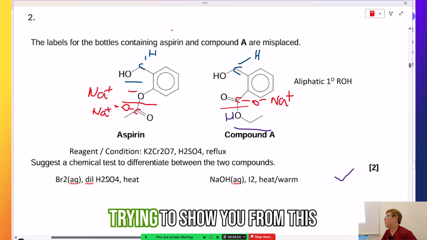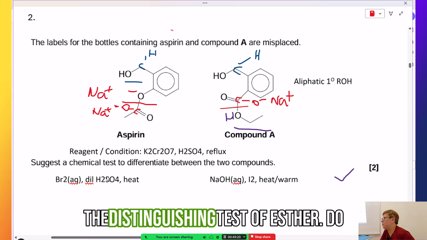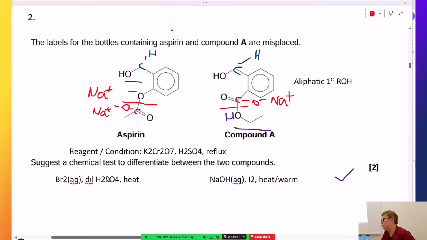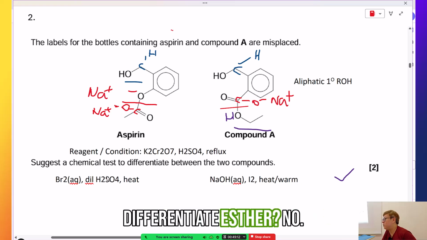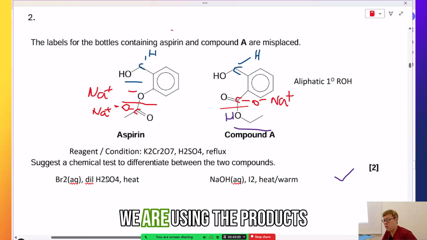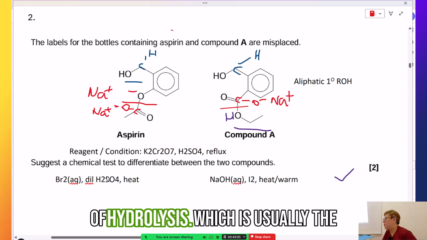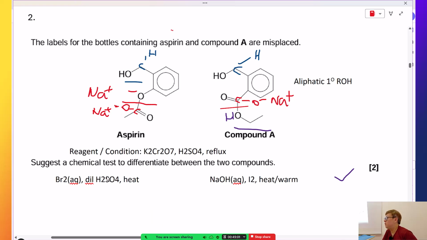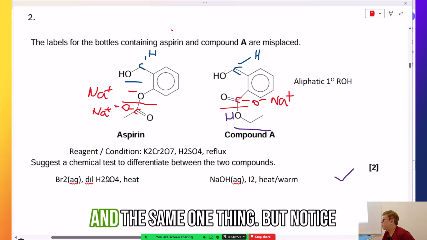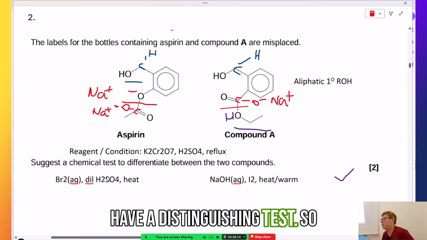Okay? So what is the key thing that I'm trying to show you all from this example? For ester, is it really the distinguishing test of ester? Do you use the distinguishing test of ester to differentiate ester? No, we are using the products of hydrolysis, which is usually the alcohol or the carboxylate that's formed. Understand what I'm saying? But notice carboxylate, we don't really have a distinguishing test.